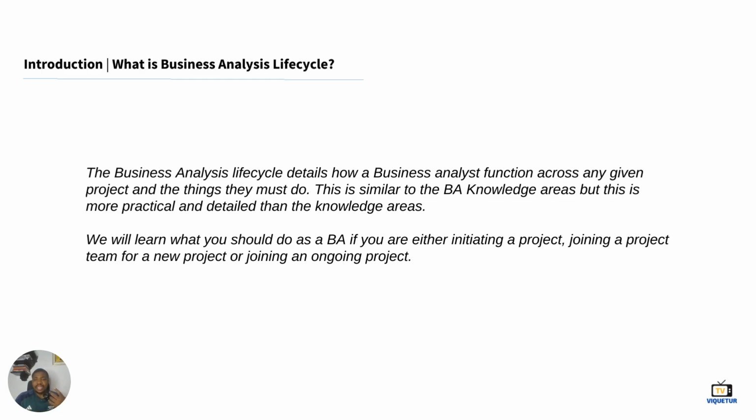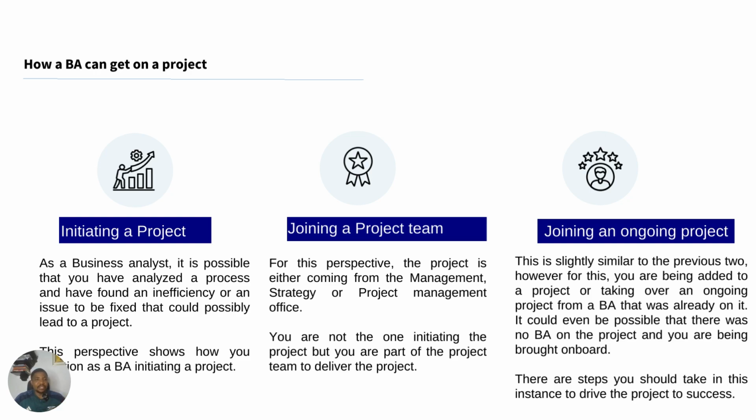So, there are 3 ways you can get on a project. It is either you initiate the project yourself, so maybe from observation, maybe from a value chain analysis, maybe from identifying a need, from identifying a problem within your organization, within a process, identifying bottlenecks or inefficiencies. It's possible that you've analyzed this process and you found an inefficiency, right?